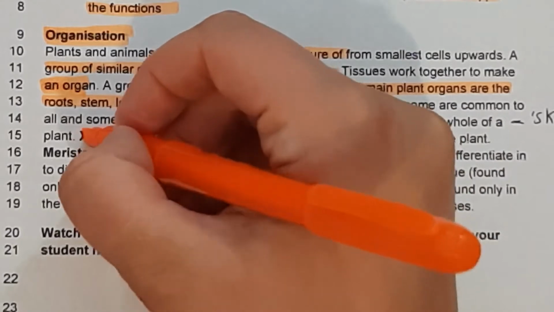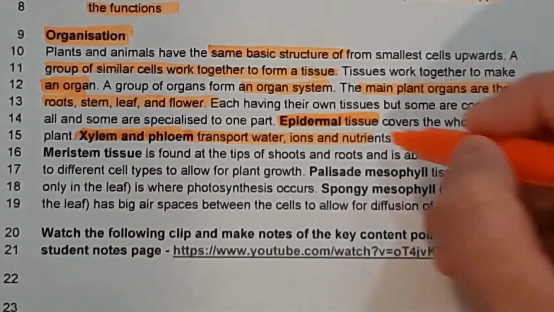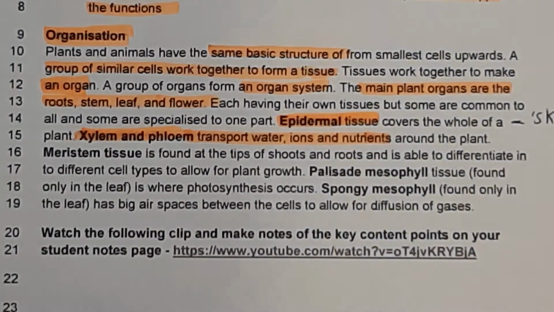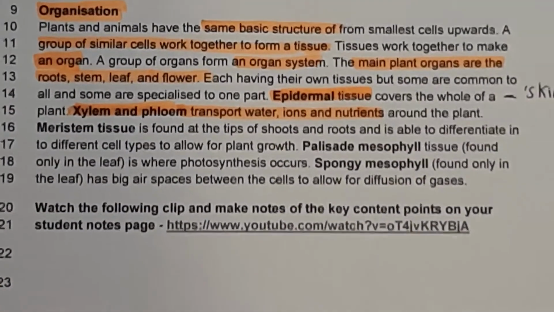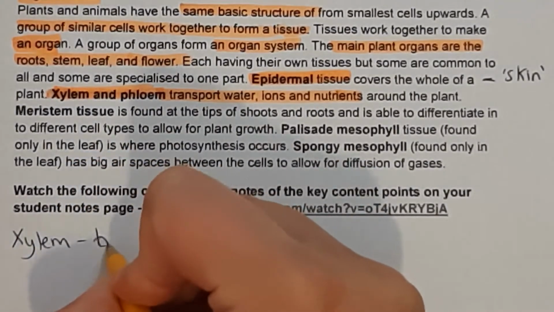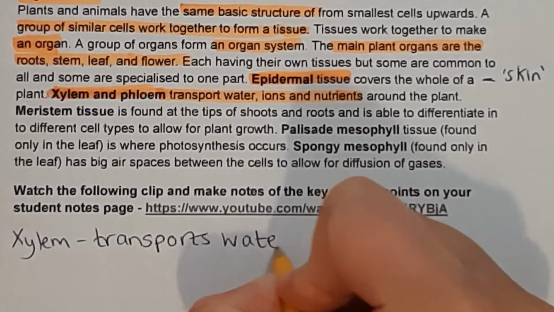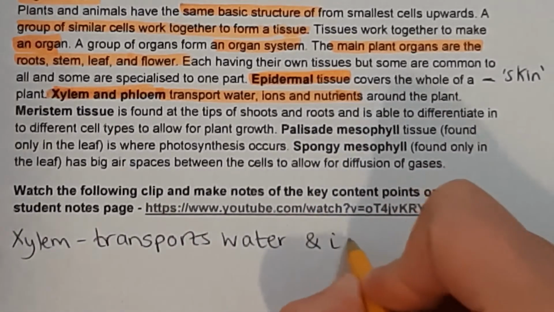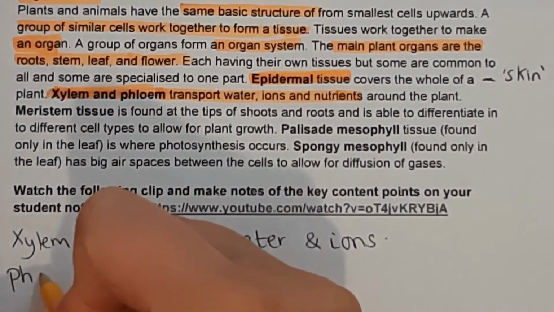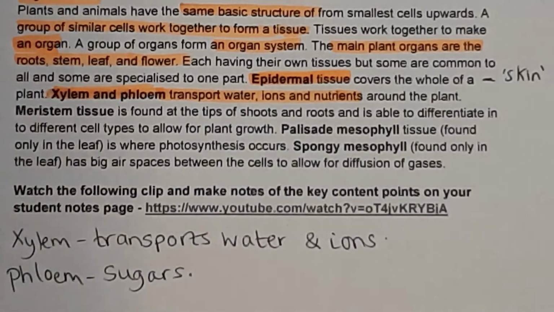Xylem and phloem, well, they transport water, ions, and nutrients around the plant. The xylem transports water and ions. The phloem transports sugars. So that's like glucose.